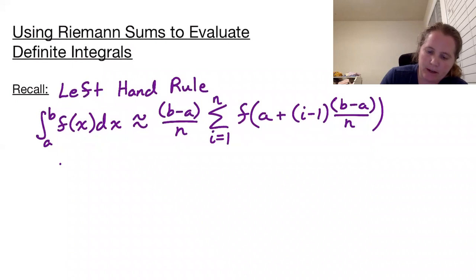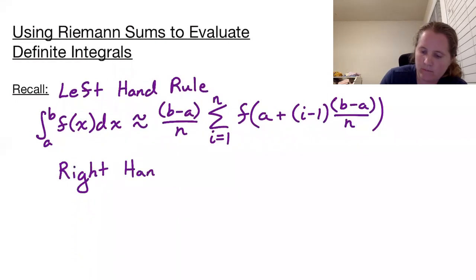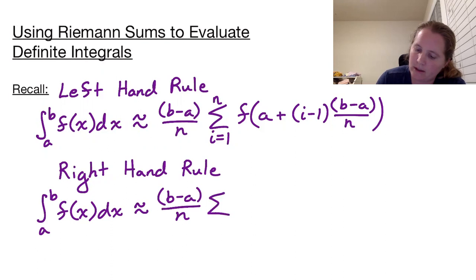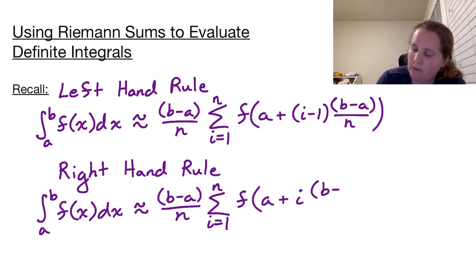We had our right-hand rule, which said the definite integral from a to b of f of x dx was approximately (b minus a) over n times the sum from i equals 1 to n of f of (a plus i times (b minus a) over n).